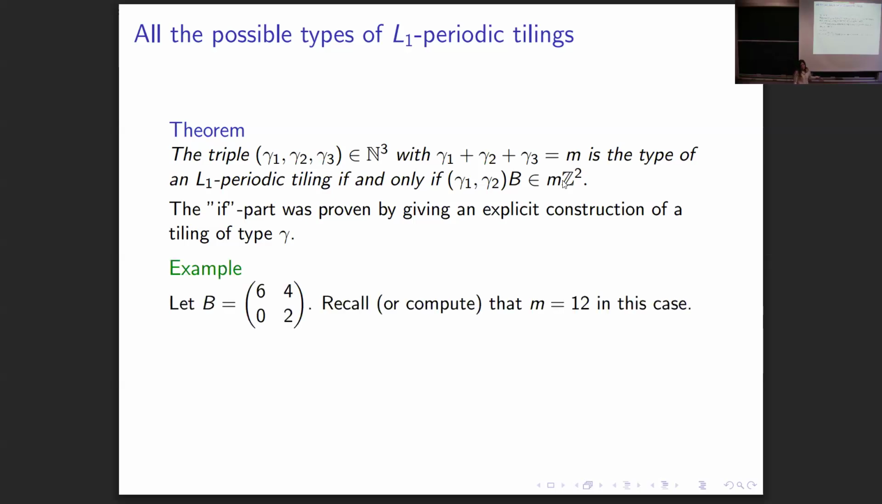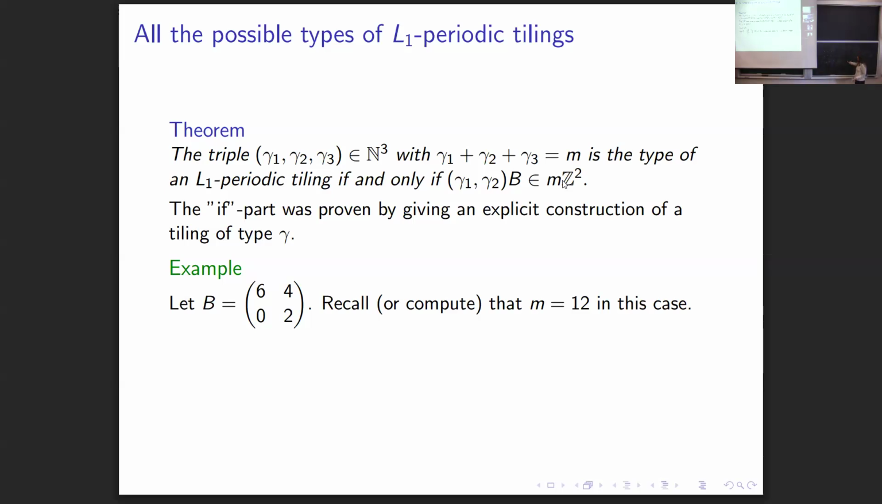So yeah, it's again the same example. Which types are possible here? Well, I might write it here. What do we have? We have gamma 1, gamma 2. I'm going to multiply it by 6, 0, 4, 2. That's going to give us 6 gamma 1 and 4 gamma 1 plus gamma 2 gamma 2. Those numbers have to be divisible by 12. So from here we conclude, in particular, that gamma 1 is even. We can also conclude that gamma 2 is even because this number has to be divisible by 12.